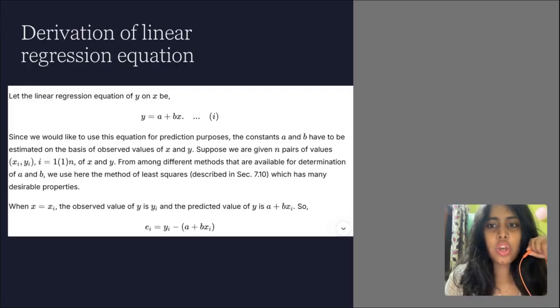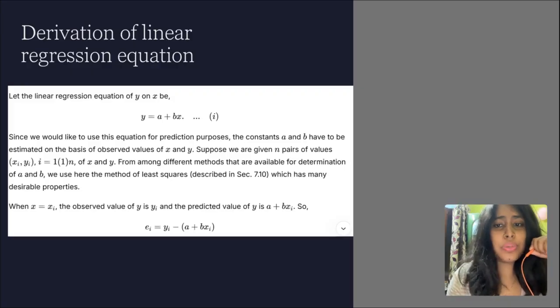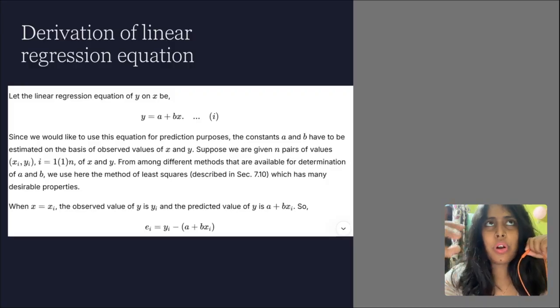Here's the key. We don't just guess a and b. We have to calculate them based on real data we have collected. So we have n pairs of data points, for example, from 10 students, their hours studied and test score. Okay? So this is our example.